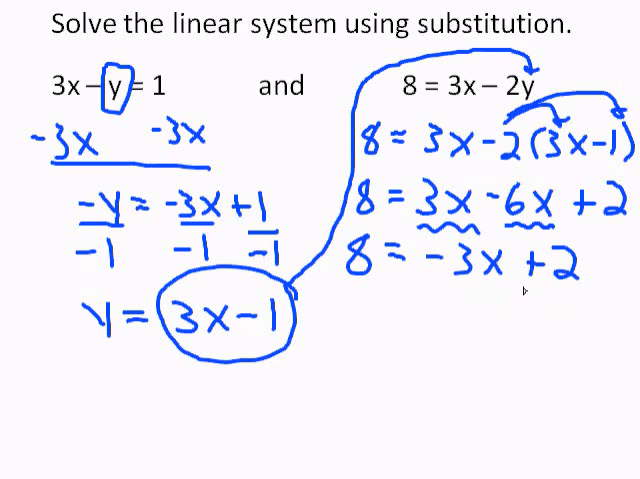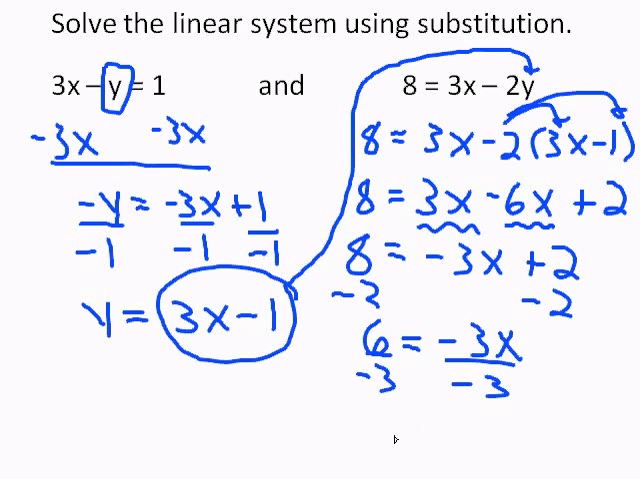We're then going to continue solving for x by subtracting 2 from both sides, and we're left with 6 equals negative 3x. We can divide both sides by negative 3, giving us negative 2 is equal to x. And we've solved for half of our solution to our linear system. So we know that x is negative 2. Now all we need to do is find the y value.